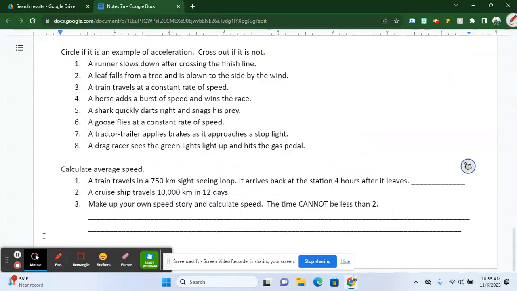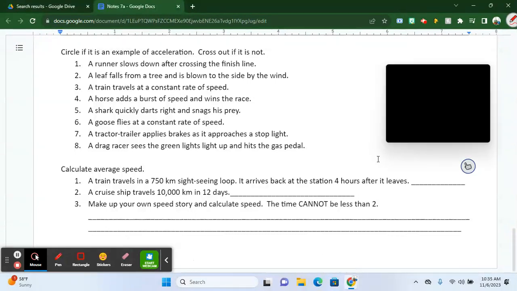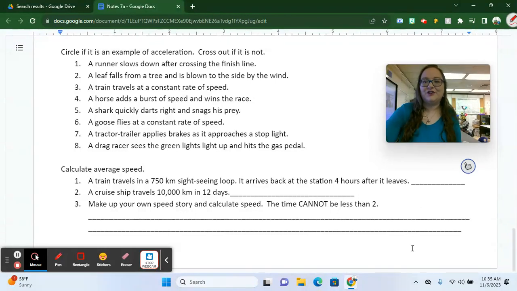All right, for these last two, I had to move the camera out of the way. Oh, well, maybe I can. Yeah, there we go. I can put it up there.